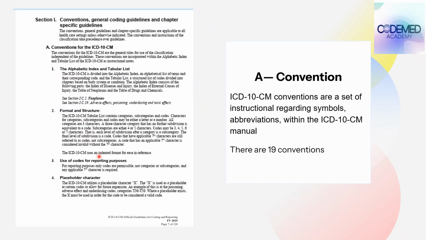So let us understand what the conventions mean. Under section 1, we begin with section A, that is for the conventions. ICD-10-CM conventions are nothing but a set of instructions regarding the symbols and abbreviations that we use within the ICD-10-CM manual. And there are 19 conventions. So pay attention to that, and it is written in your book like this.